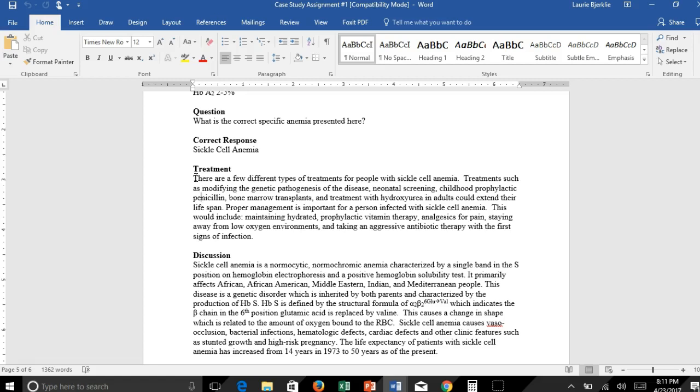Or is their lifespan not so great? Is this something that's only going to get them by for a couple of years? That's prognosis. So always include the prognosis somewhere in here. So again, treatment and prognosis, and then discussion.